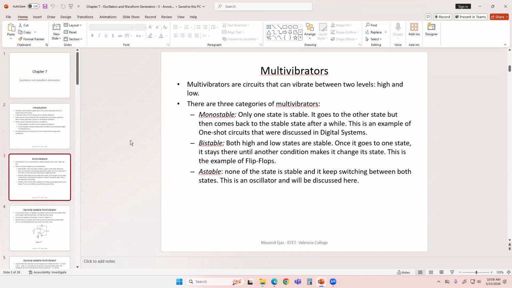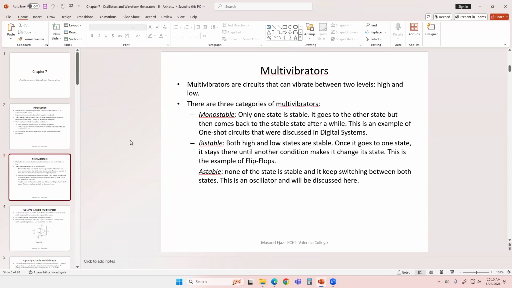For each circuit, to produce an oscillator. There are 3 different types of oscillators. They are also called multivibrators because they vibrate at different levels. The first one is monostable. Only one state is stable. It goes to the other state, stays there for a period of time, and then goes back to the stable state. So only one state is stable, and the other is unstable. It just stays there for a period of time, then goes back to the stable state.